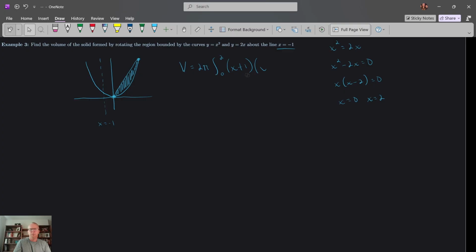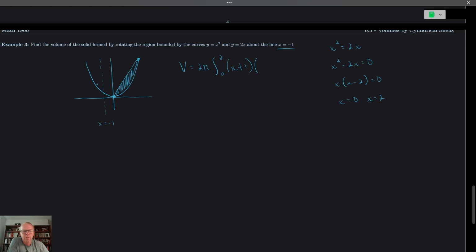So our slice is like this. So the top function is 2x. The bottom function is x squared. And there we go. So now we need to FOIL this out. So FOIL, we get 2x squared minus x cubed plus 2x minus x squared dx. And we can combine our like terms before we integrate. So we get 2x squared minus x squared. So that's x squared minus x cubed plus 2x.